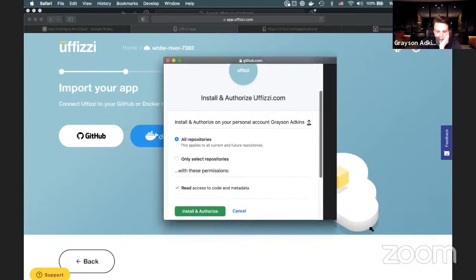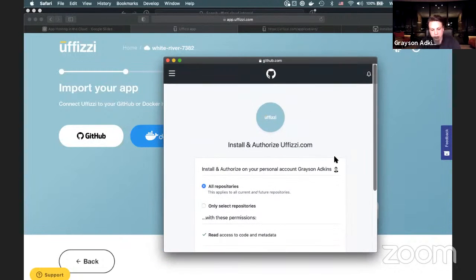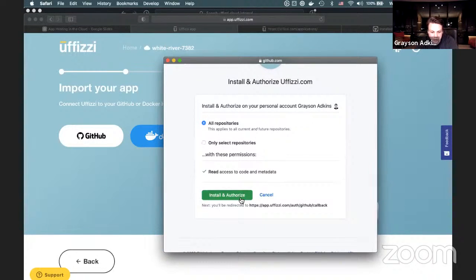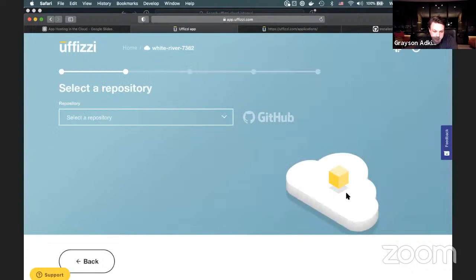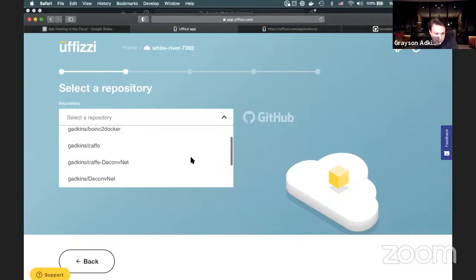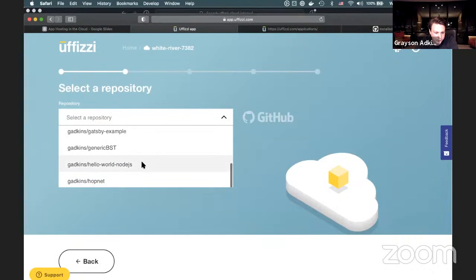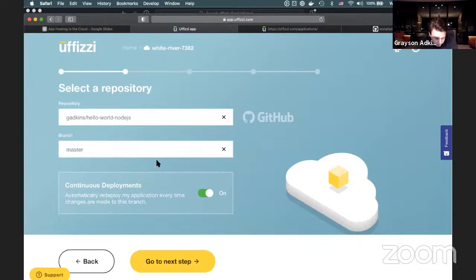There we go. Just to show you guys, I already had it installed when I tried it earlier, but I'll install and authorize Uffizzi.com to install the Uffizzi app on my GitHub account. I'm giving it permission to look at all my repos, public and private. I'm going to select just a simple Node.js application. So right now, Uffizzi is importing this repo in. I can see the master branch.